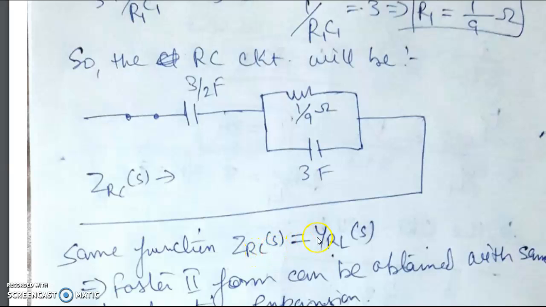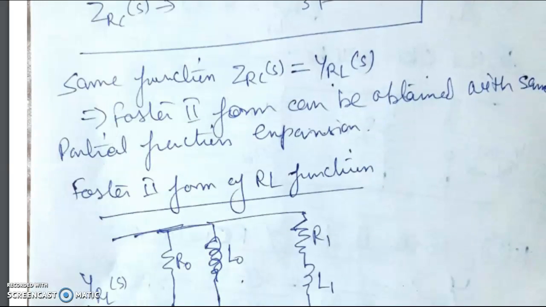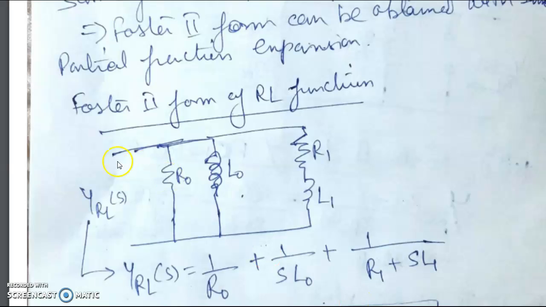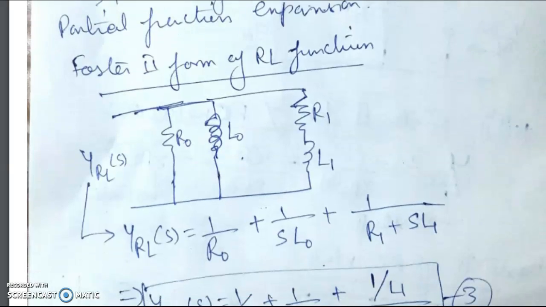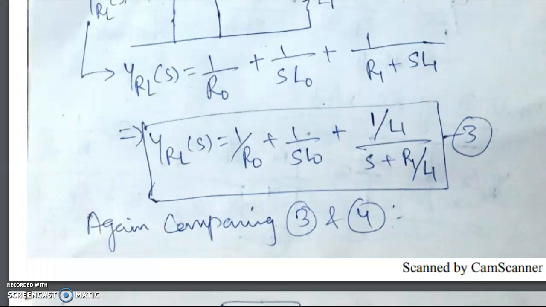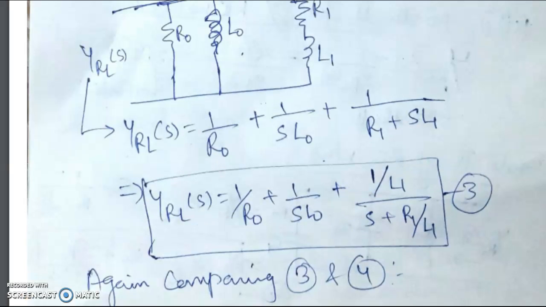Now the same function will give the admittance function of the RL network. Because it is the admittance function of the RL network, we can obtain the Foster 2 form. The Foster 2 form of the RL network will be R in parallel with L in parallel with a series combination of R and L. The number of series combinations will be equal to the number of factors in the denominator, excluding the factor which defines the pole at the origin. Here, only one factor is there, which defines the pole at S is equal to -3. So only one series combination is there.